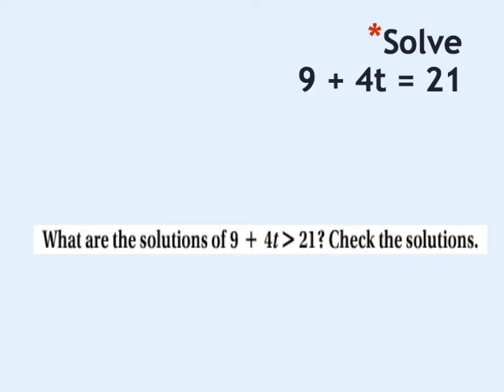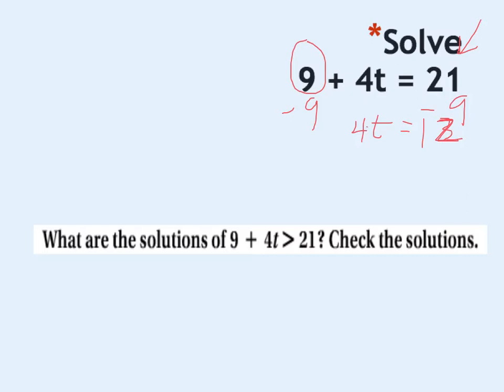So if I'm solving for this problem right here, I have to work backwards from PEMDAS. So I have to first get rid of the sign. So opposite of a positive is a negative. So I'm going to subtract 9 from both sides. And then I have 4t is equal to 13. Just joking, 12.